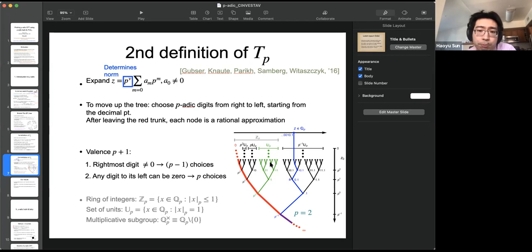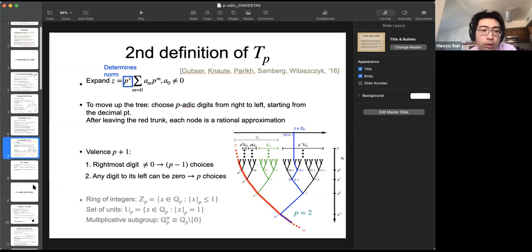So it is easy to see that this tree has valence p+1, because in order to leave the trunk, you should choose the rightmost digit. Namely, you have p-1 choices, and plus the forward branch and the backward branch, you have valence p+1. And for other nodes, you have p choices because they are to the left of the rightmost digit. And here are just some notations which will be useful in the following discussion.